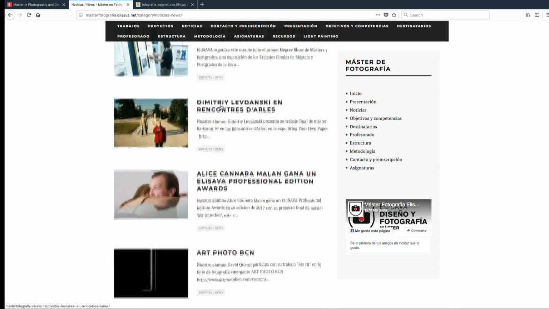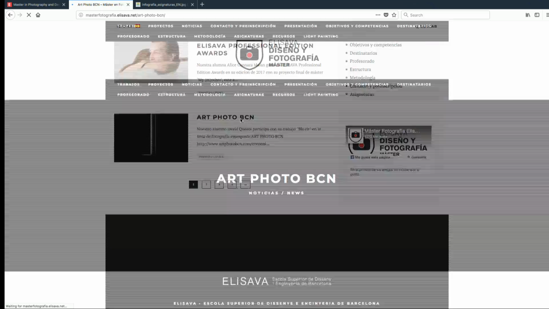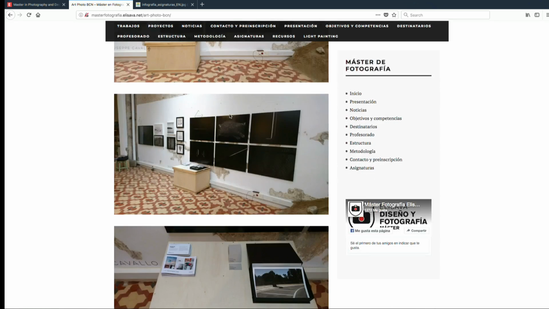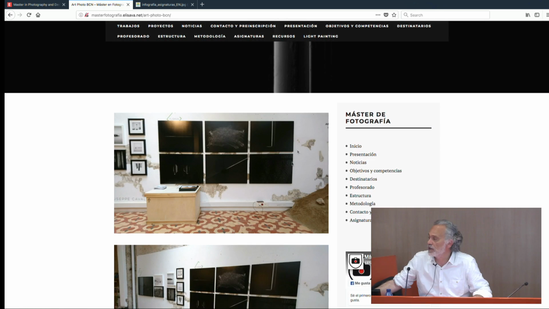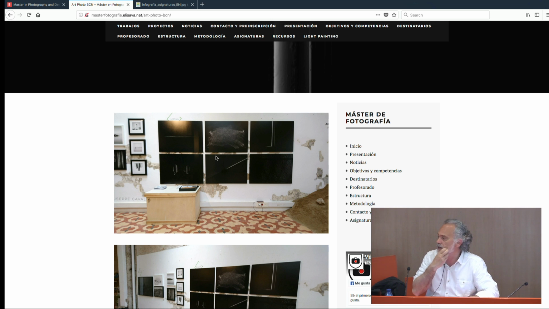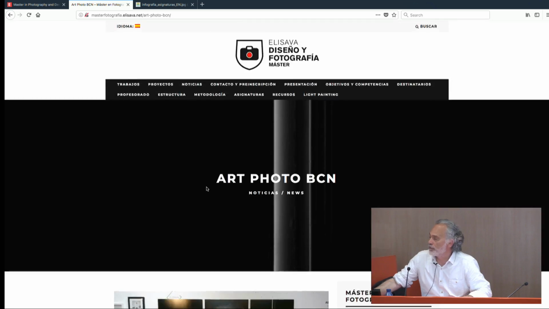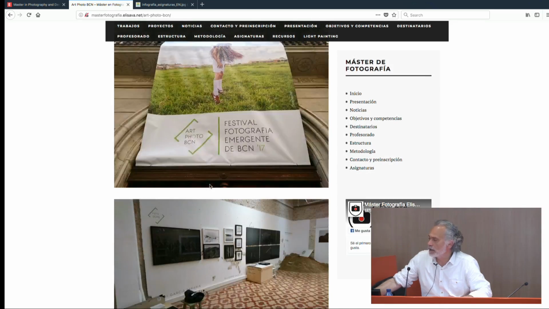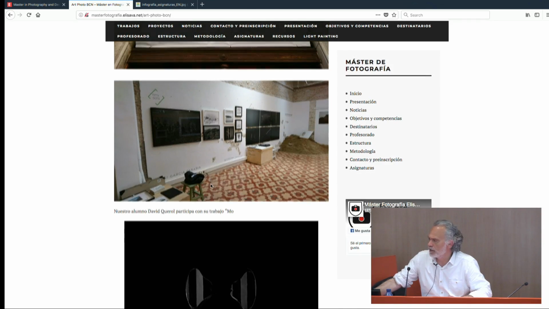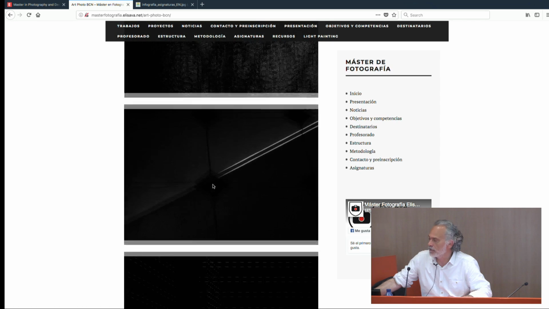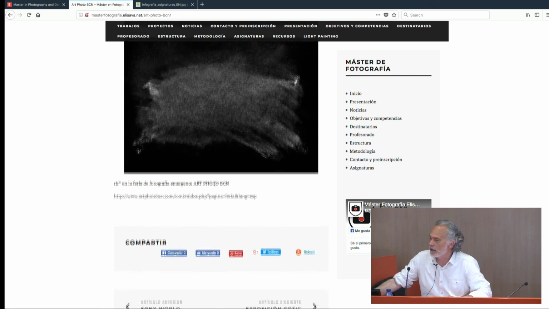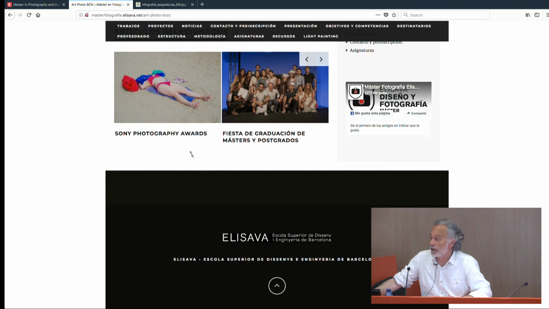This is, for example, the Art Photo Barcelona from last year, this photo fair that I was telling you. This is the stall of the student last year. And we do actions, and we participate in many. I said this before.